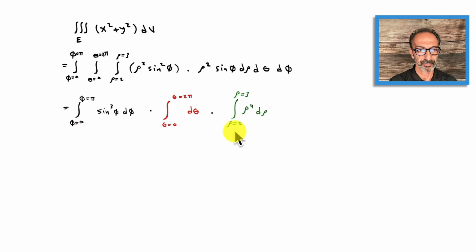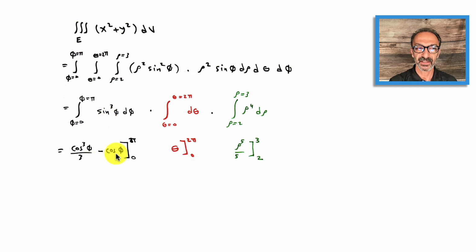So here's our problem. The first part we said it's minus cosine phi because we're using phi, not x. And we have cosine cubed, that's the u cubed over 3. We're going to go from 0 to pi. This will be integration of 1, which will be theta from 0 to 2 pi, and this will be integration of rho to the 4th with respect to rho. That's going to be rho to the 5th over 5 from 2 to 3.